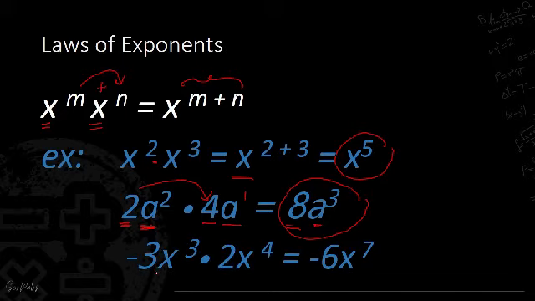Another example, we have negative 3x to the third power times 2x to the fourth. So negative 3 times 2, we have negative 6, and then copy x, and then add the exponent. 3 plus 4, we have 7. So we will have the exponent of 7. So that will be negative 6x to the 7th power.